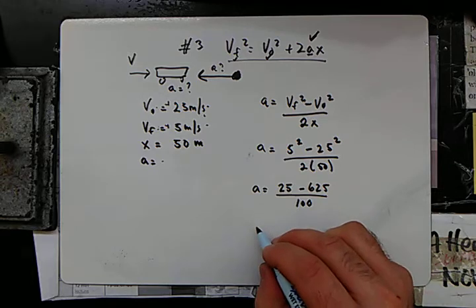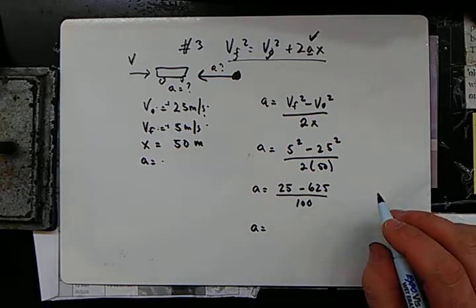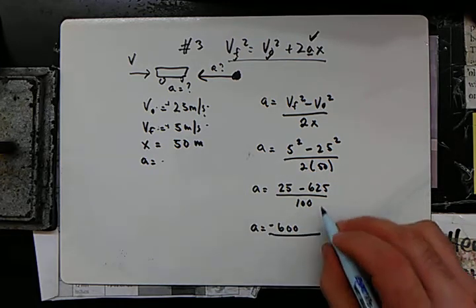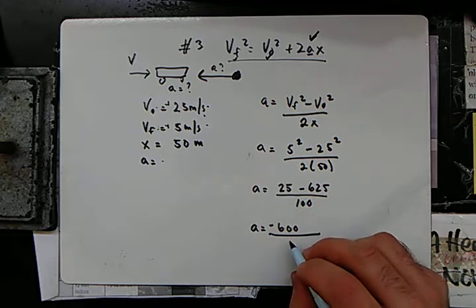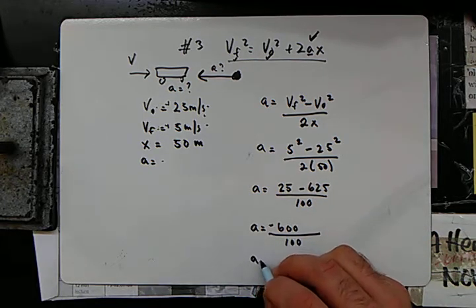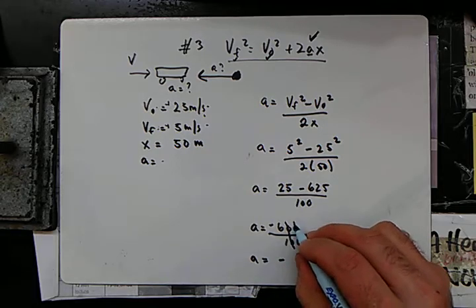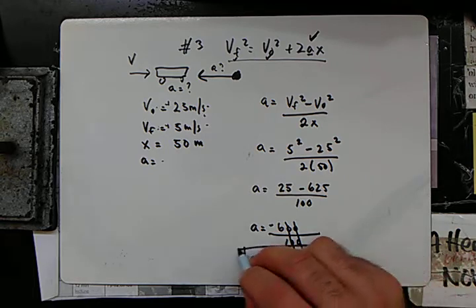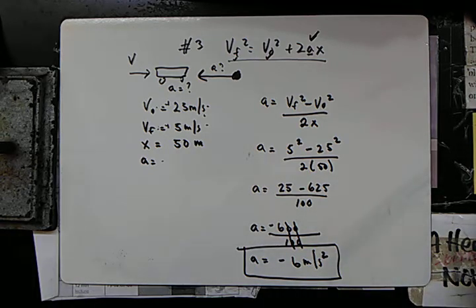Okay, so let's go through and figure this out. Acceleration is 25 minus 625, that's negative 600, so you subtract these, negative 600 over 100. So the acceleration ends up being negative 6 meters per second squared. Okay, so it's slowing down at a rate of negative 6 meters per second squared. Okay, and that's how you get that. You may want to pause this to write this down and then to look at it again when you're doing the work. Important to take the notes as well.